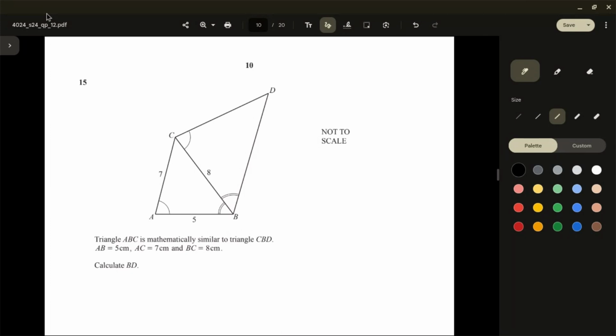Question number 15. Triangle ABC is mathematically similar to triangle CBD. AB is equal to 5 cm, AC is equal to 7 cm, and BC is equal to 8 cm. Calculate BD. BD is this line, right? We have to find the value of this line. Now in similarity, if we know a total of 3 lengths, meaning 3 lines, then we can find the 4th line.